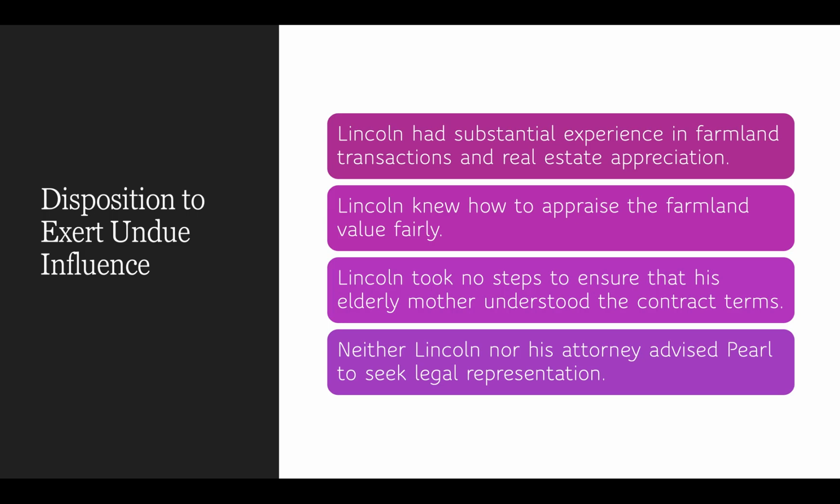And the next element talks about the disposition to exercise undue influence. First, Lincoln had substantial experience in farmland transactions and real estate appreciation. Second, Lincoln knew how to appraise the farmland value fairly, as he had done this in 1984, and the result was correct. And third, Lincoln took no steps to ensure that his elderly mother understood the contract terms. As Lincoln knew, his mother was 84 years old and had no knowledge of the contract terms, any more than anybody else. But he still chose not to tell his mother or elaborate on the concepts or the contents of the contract. And lastly, neither Lincoln nor his attorney advised Pearl to seek legal representation to make sure she had a general idea of what was going on.